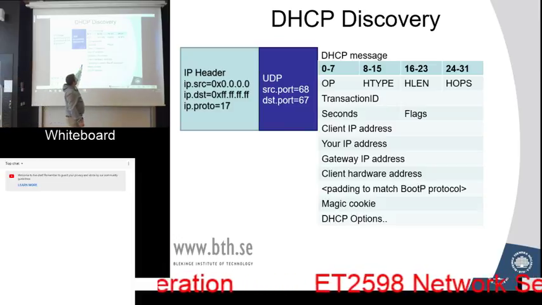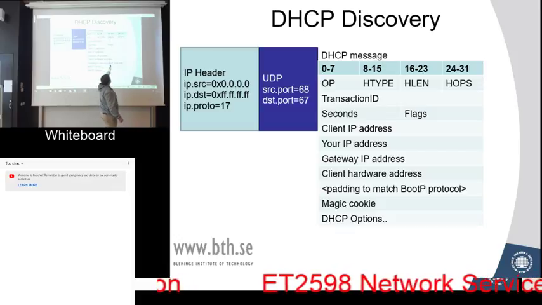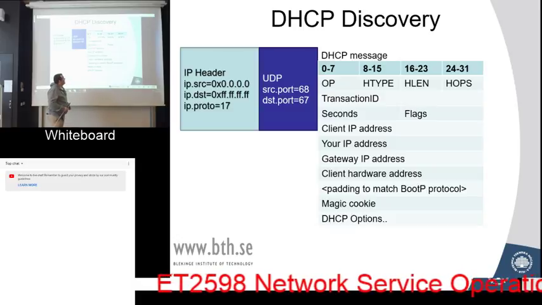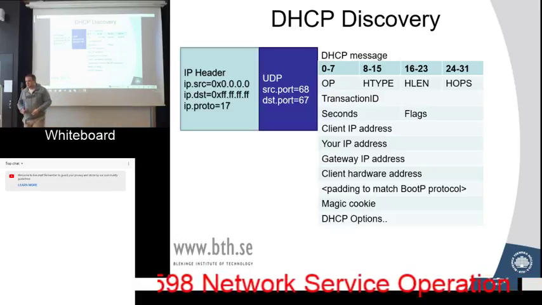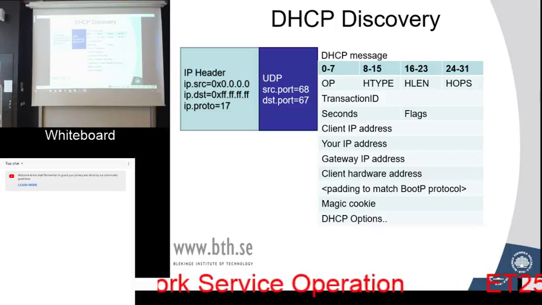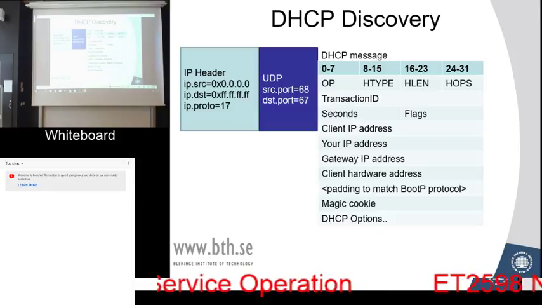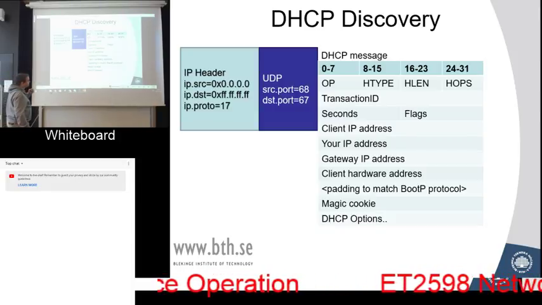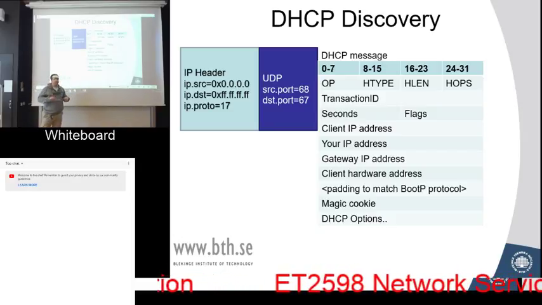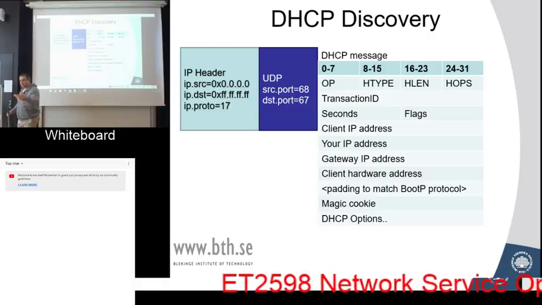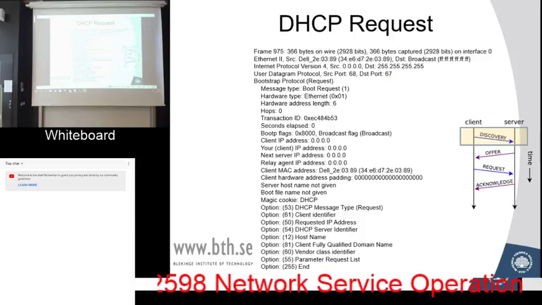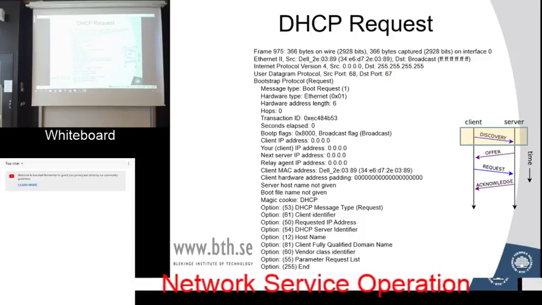We have an operational code, hardware type, hardware length, and number of hops. There's a transaction ID, the number of seconds, which I can't remember what that is, and then the flags. Then the client IP, in case the client has an IP. I think this is where they can put it. If I already have an address, I can put it there. So, this is how it looks.